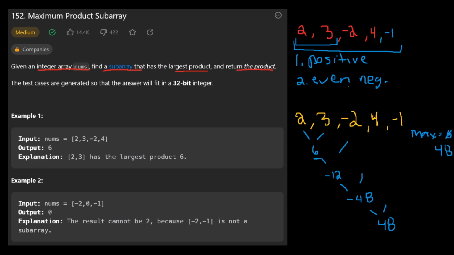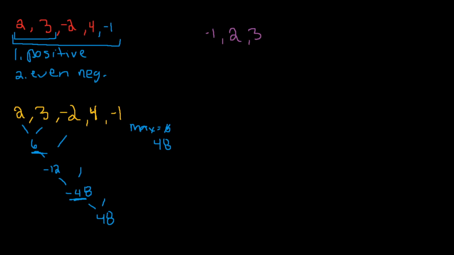So what we see here is that our max could come from either a positive integer or a negative integer. So we want to keep track of our maximum, and we want to keep track of our minimum, so that way we can multiply them and compare them later. To make the relationship a little clearer, I'm going to go through another example.